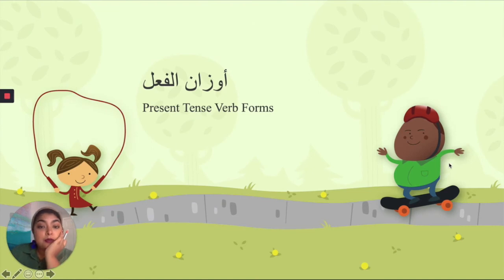Okay, so now that we've done that, we're going to cover awzan al-fi'l, which is the present tense verb form. Now that we have al-jadar wal-wazn, we can look at awzan, which is the plural of wazn. These are the patterns of verbs. And you should go ahead and open up Al-Kitaab.